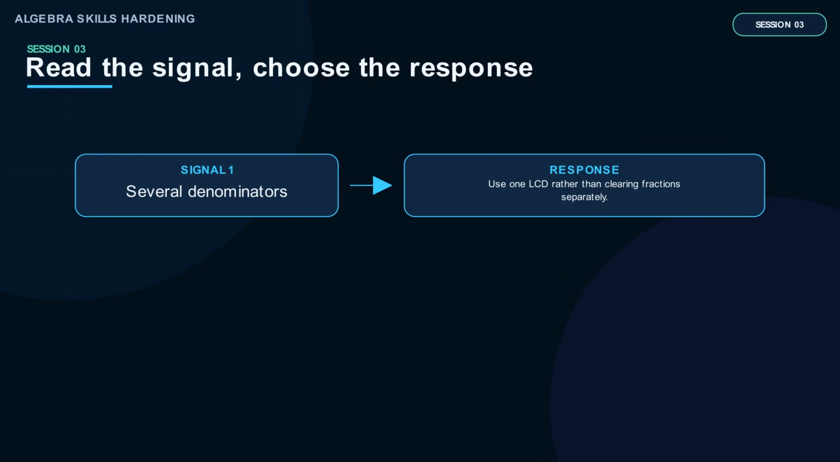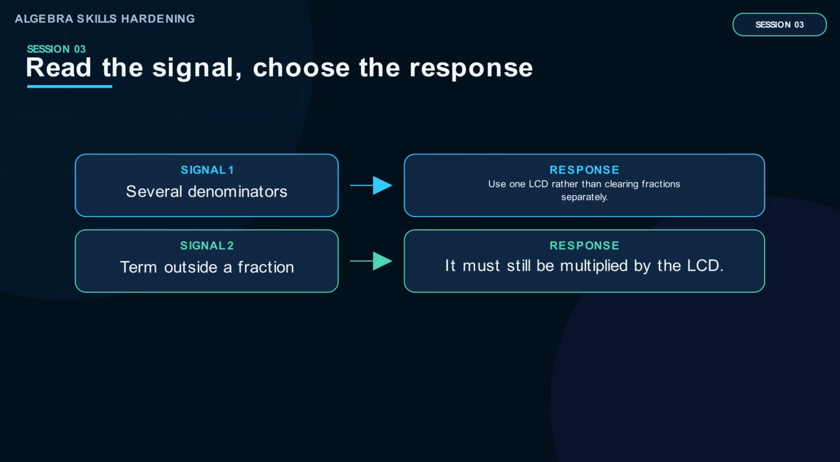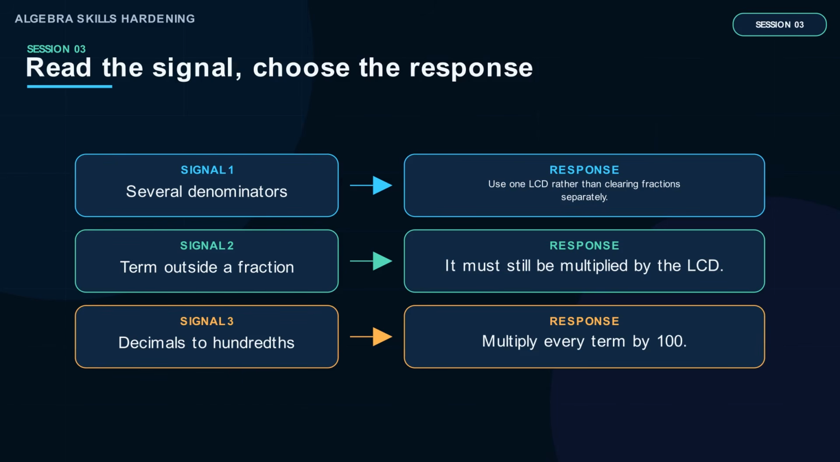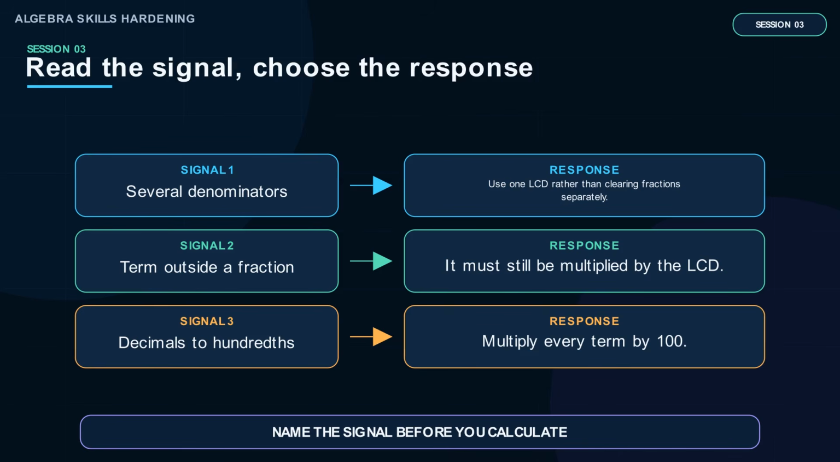Signal 1 is several denominators. Respond by remembering, use one LCD rather than clearing fractions separately. Name the response before calculating. Signal 2 is a term outside a fraction. In that case, it must still be multiplied by the LCD. The form tells you which tool fits. Signal 3 is decimals to hundredths. Remember, multiply every term by 100. This separates plausible from valid answers. If you cannot name the signal, slow down. Deliberate classification is faster than repairing rushed algebra.